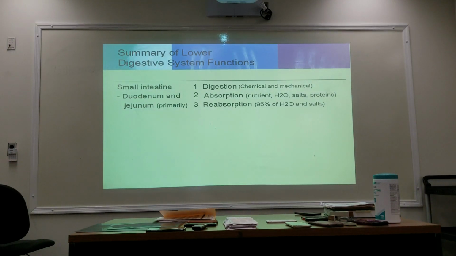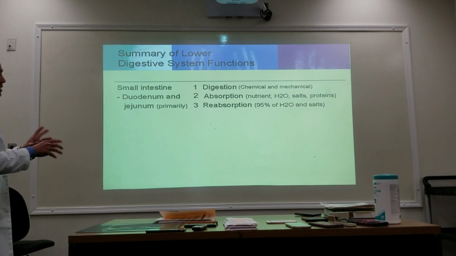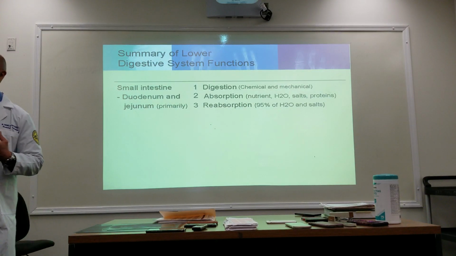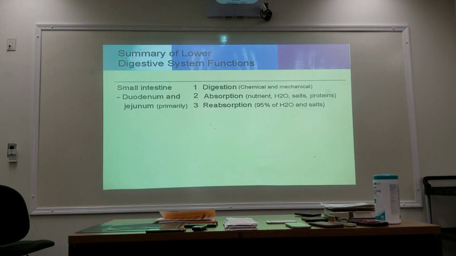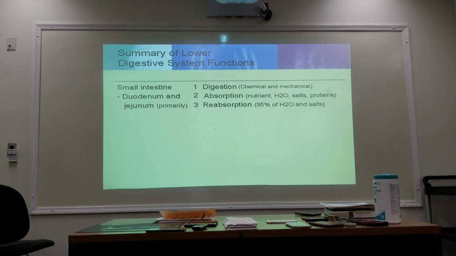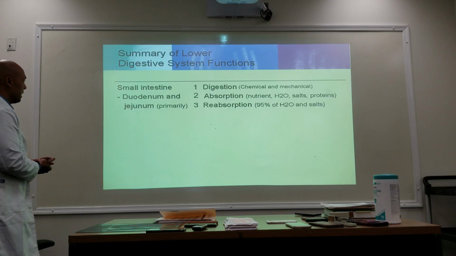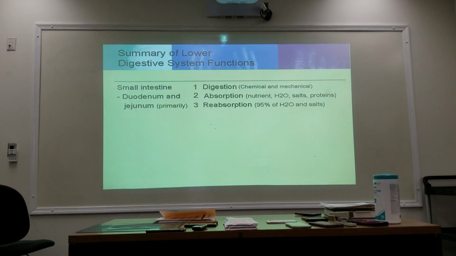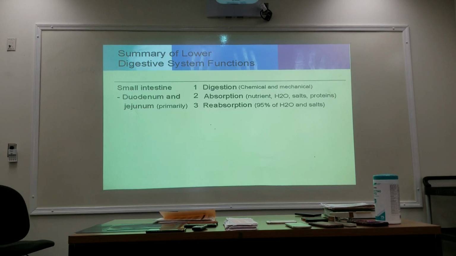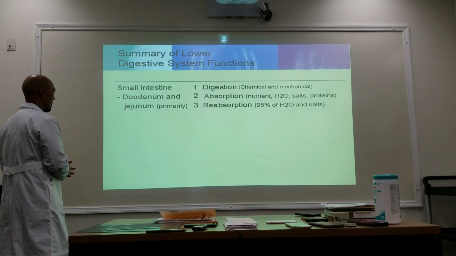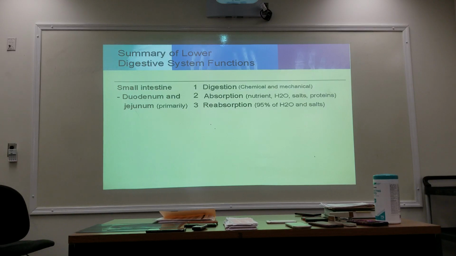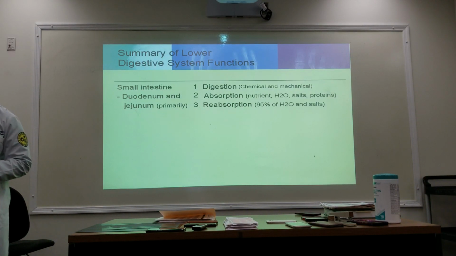So a summary of the lower digestive system functions. We'll talk about the small intestine today and the large bowel next week. But the purpose, first, is digestion. So we have chemical digestion, and we also have mechanical digestion, that's your peristalsis and rhythmic segmentation. Then absorption of the nutrients, water, salts, and proteins, and reabsorption of water back into the system. This is primarily where the absorption occurs, in the duodenum and the jejunum, where a majority of the absorption occurs.